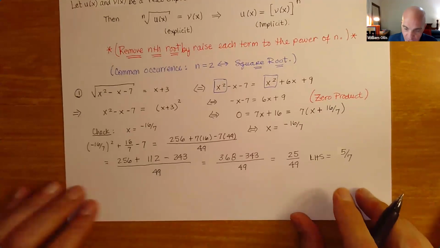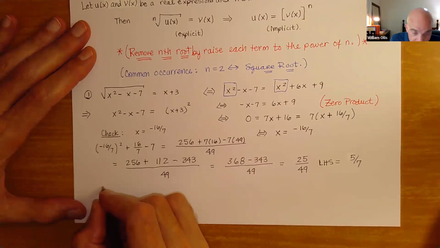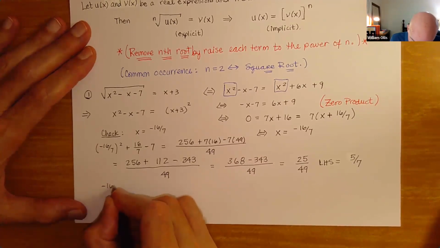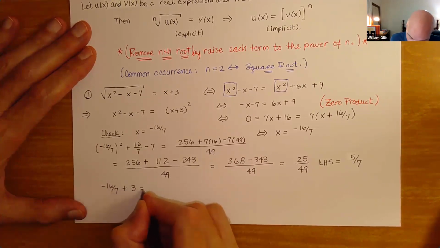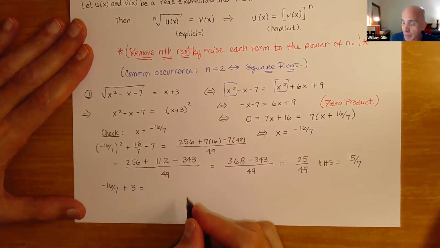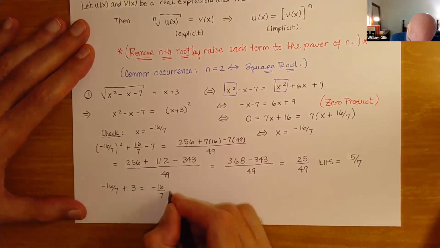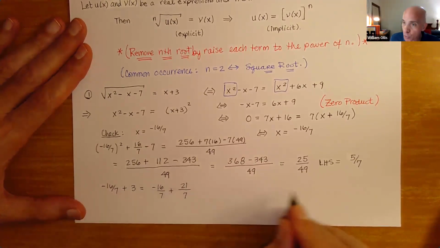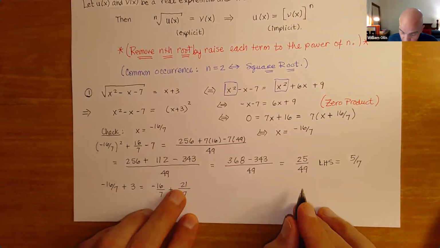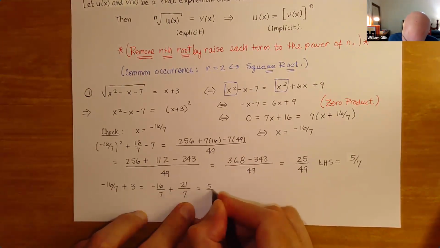Okay, so now let's look at the other side. We have, let's see, x plus 3. So in this case, negative 16 over 7 plus 3. So let's just write the 3 with a denominator of 7. So we have negative 16 over 7 plus 21 over 7. 7 times 3 is 21. And of course, the difference between 16 and 21 is 5. So that side was easy.